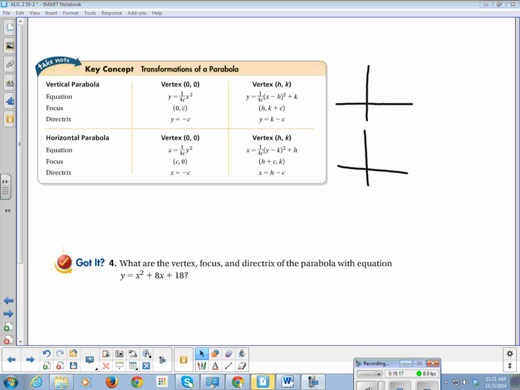The vertical parabola, when you know your vertex is at (0, 0), has an equation of y equals 1 over 4c x squared. The focus is at (0, c). The directrix is at y equals negative c. And it only changes a little bit when you move the vertex.